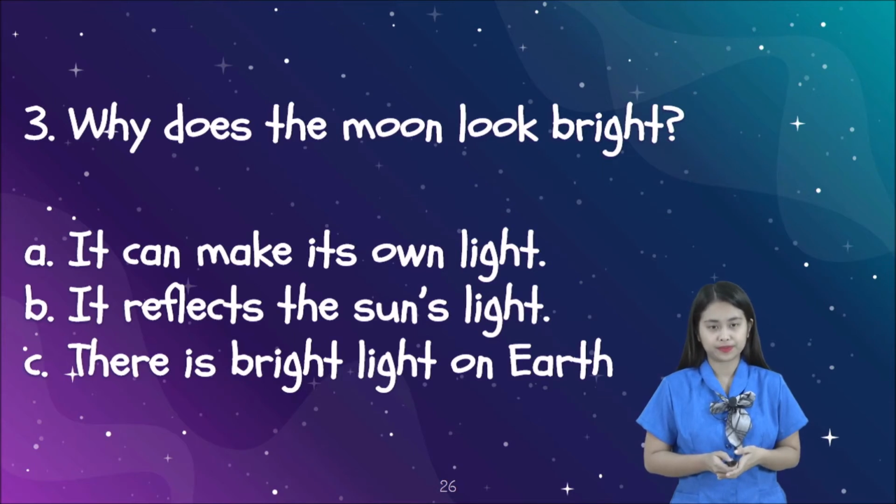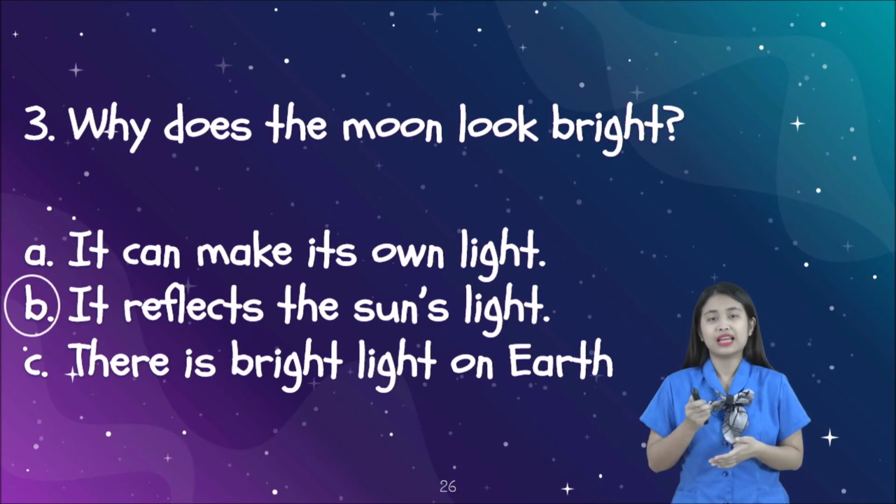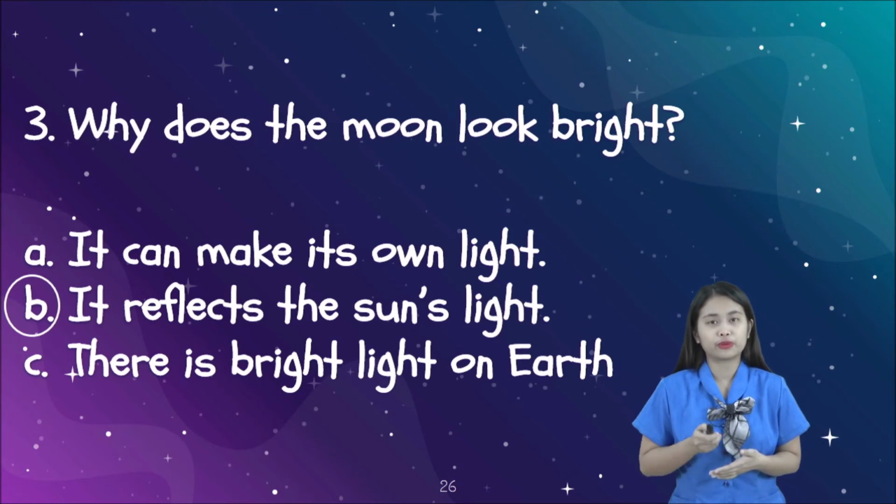So A, it can make its own light. Letter B, it reflects the sun's light. Or letter C, there is bright light on Earth. So the answer is letter B. So we have to remember that moon doesn't make its own light, and the light is coming from the sun. It just reflects it, okay?